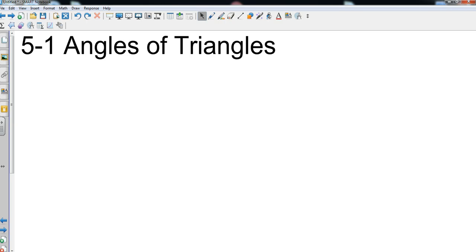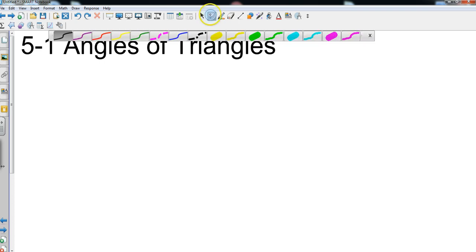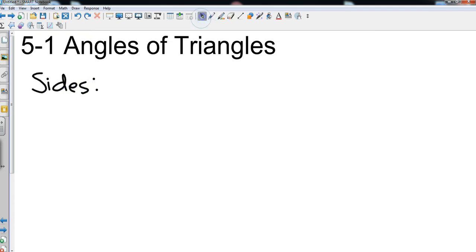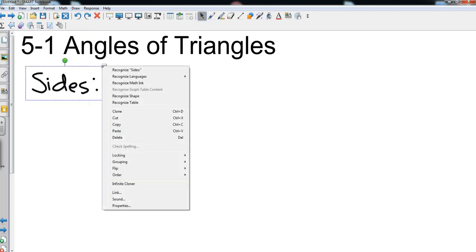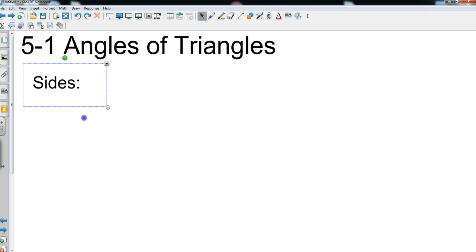We're going to look at a little slowdown here, a nice relaxed section talking about angles of triangles, classifying triangles, and those types of things. So let's go ahead and look at classifying a triangle by its sides. If I classify it by its sides, there are going to be three types.